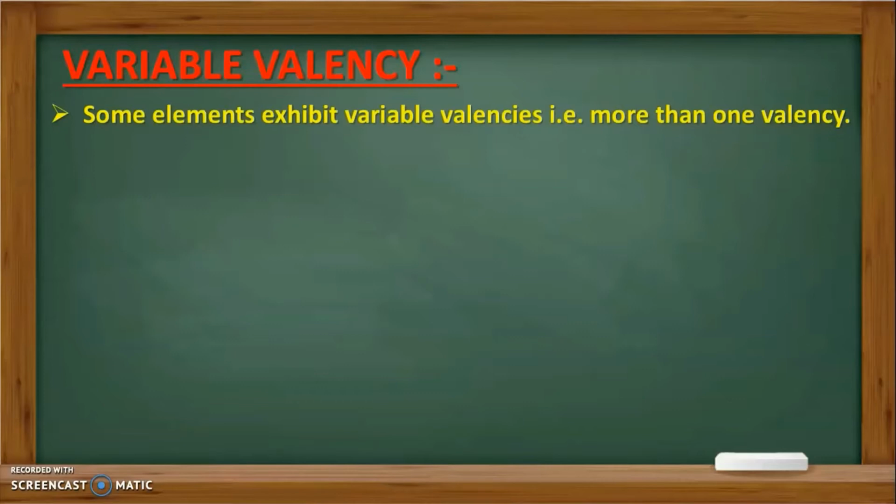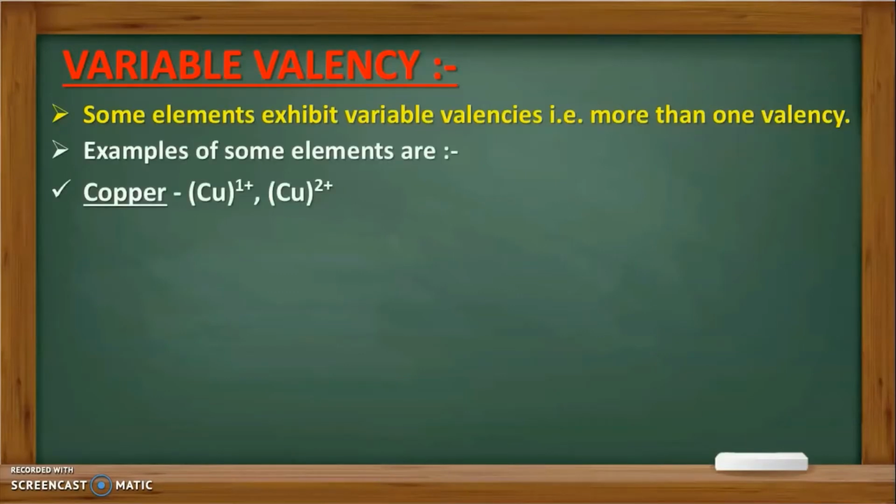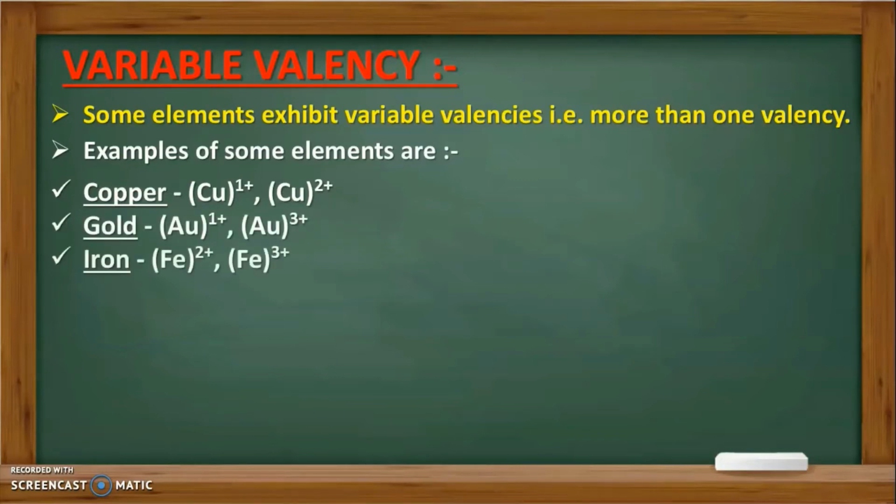Now let's understand what is variable valency. Some elements also exhibit variable valencies, that is more than one valency. Examples of such elements are copper, which exhibits valencies of 1+ and 2+, gold, which exhibits valencies of 1+ and 3+, iron, which exhibits valencies of 2+ and 3+, and lead, which exhibits valencies of 2+ and 4+.